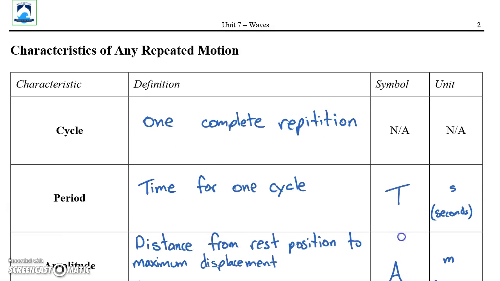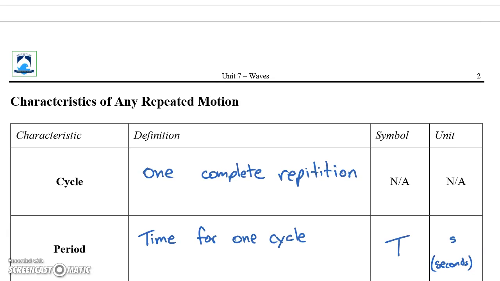But regardless of whether it's a wave or anything else, if you have any repeated motion, you have some certain characteristics. First off, one cycle. For a wave, such as a transverse wave, that would be from one peak or crest to the next peak or crest. But that could be anything. It just depends on what the repeated cycle is. So if you think about an orbit of a planet, one cycle would be like 1 year, where the planet goes all the way around to the other side.